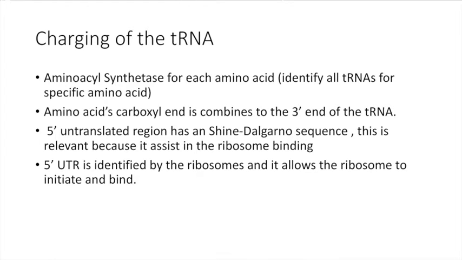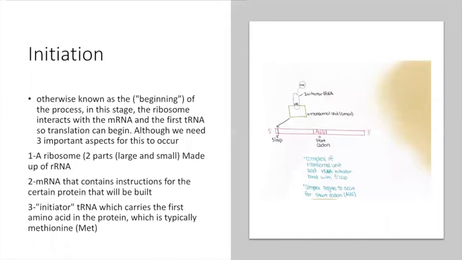Charging of the tRNA: aminoacyl synthetase, for each amino acid, identifies all tRNAs for specific amino acids. The amino acid's carboxyl end is combined to the 3' end of the tRNA. The 5' untranslated region has the Shine-Dalgarno sequence. This is relevant because it assists in ribosome binding. The 5' UTR is identified by the ribosome and allows the ribosome to initiate and bind.